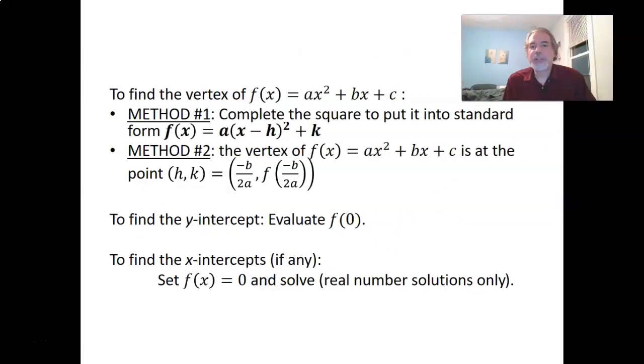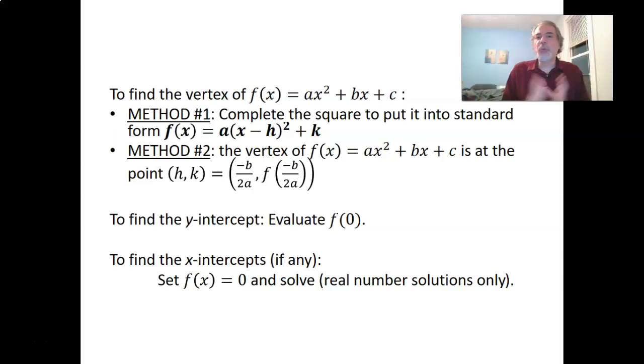Well, to find the vertex, one way you could do that would be to complete the square to put it into that standard form, a times x minus h squared plus k. I showed you an example of that in the last video. So if you understood what I was doing and you like doing it that way, that is one way you can do this. Once you've got it in this form, you can just look and see what the h and the k are, and that will be your vertex.